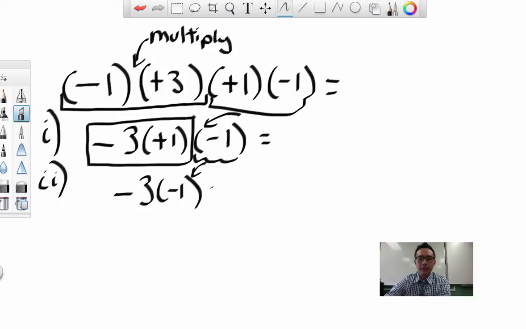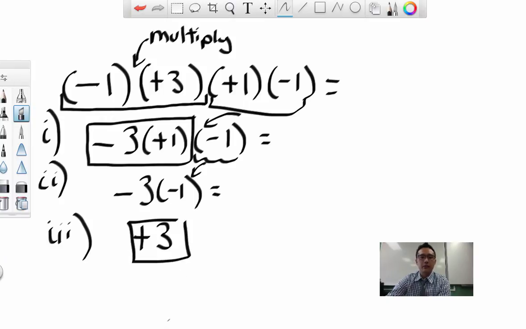Negative 1, equals. You notice how I started with 4 numbers and 4 signs, then 3 numbers and 3 signs, then 2 numbers and 2 signs, and finally these two will give me an answer. Negative 3 times a negative 1 is positive. 3 times 1 is 3, and that's your final answer.